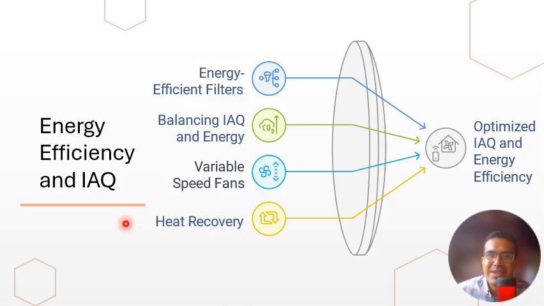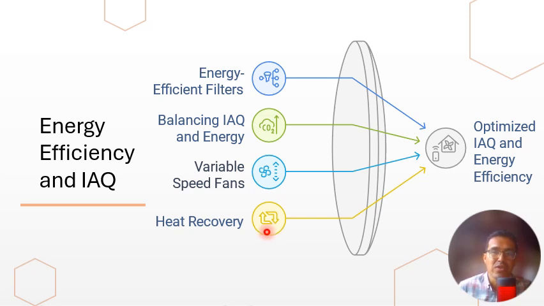Balancing energy efficiency with optimal indoor air quality is essential to avoid excessive energy cost while ensuring a healthy indoor environment. Energy efficient filters reduce the energy consumption of HVAC systems by minimizing pressure drops and maintaining proper airflow. Variable speed fans can adjust the airflow to match indoor air quality requirements, improving energy efficiency without sacrificing air quality. Heat recovery units allow buildings to reuse the energy from exhaust air to improve indoor air quality while reducing heating and cooling costs.